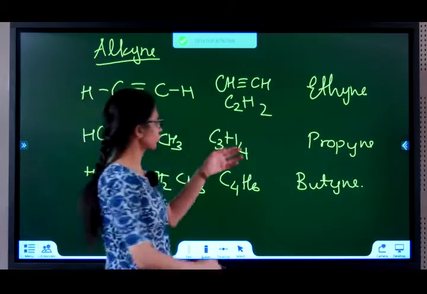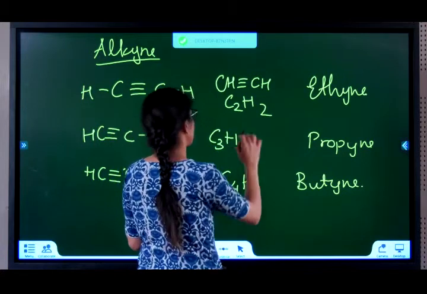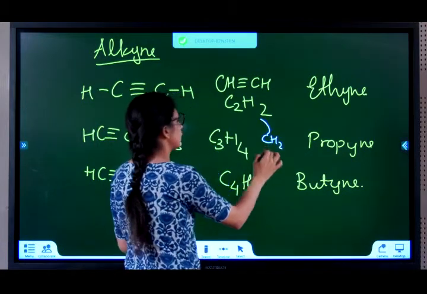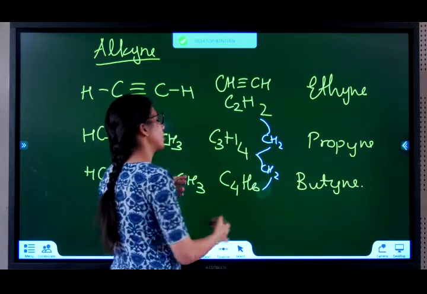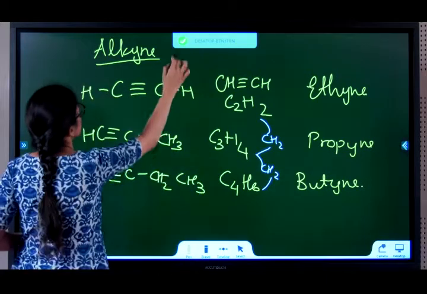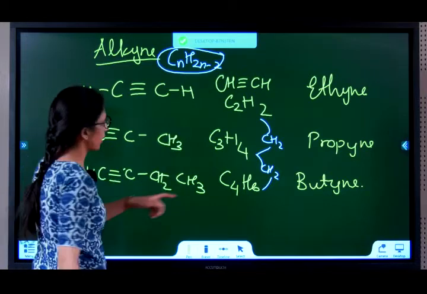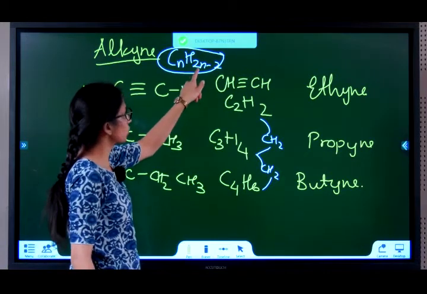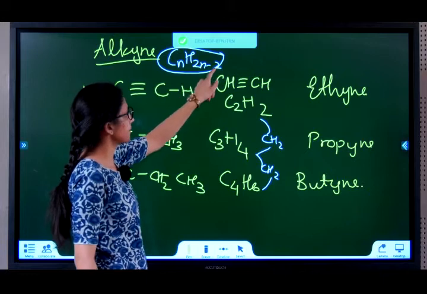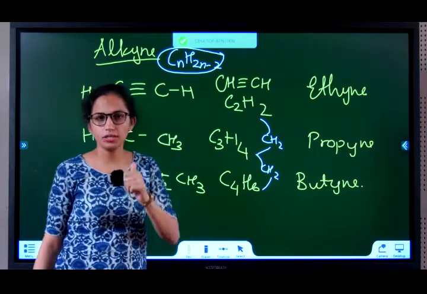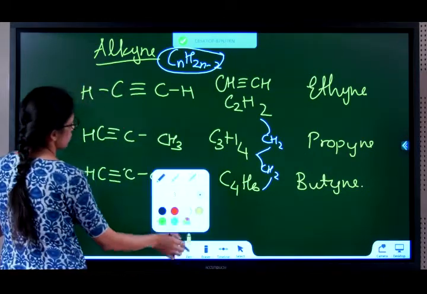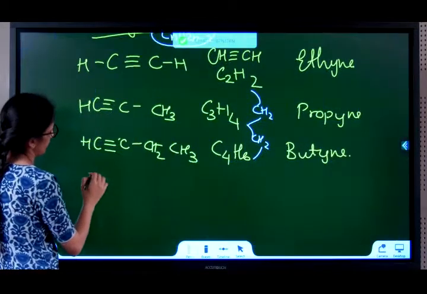Observe from C2H2, if I want to go to C3H4, I am adding a C and a H2. I am adding a C and a H2. And the general formula of this is CnH2n minus 2. Try C4H24, 2 4s are 8, 8 minus 2, 6. Matching? Yes. Now, pentyne and hexyne.